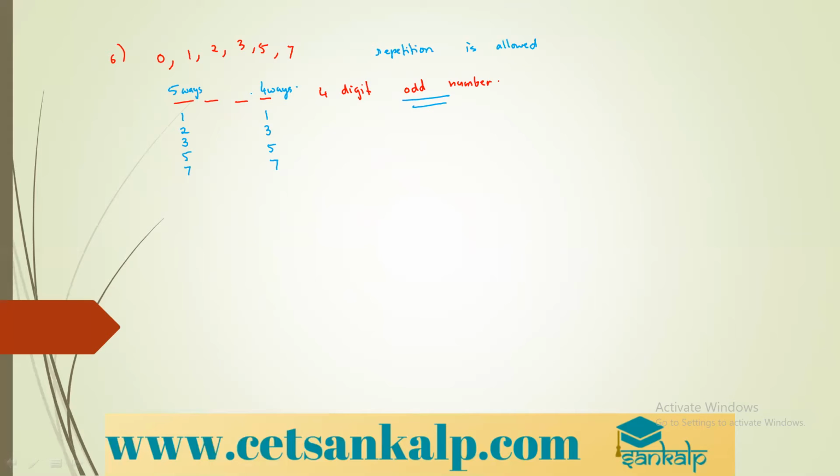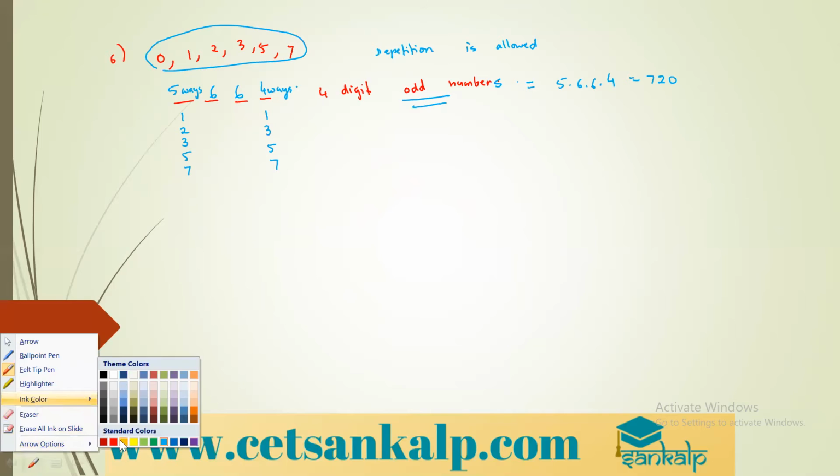But in the middle, I can use any one of these 6 numbers, no restriction. So the middle one 6 ways, here also 6 ways. So total odd numbers I have is 5 into 6 into 6 into 4. That means 720 4-digit odd numbers I can make.